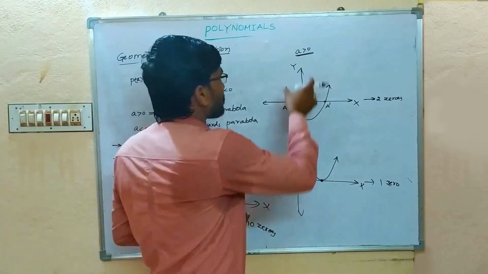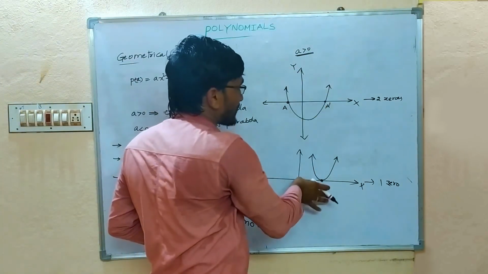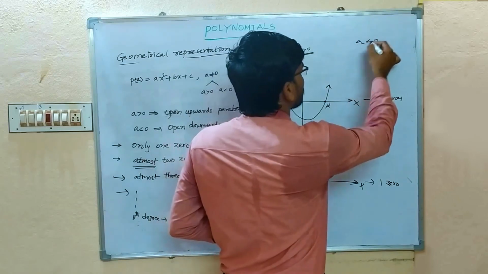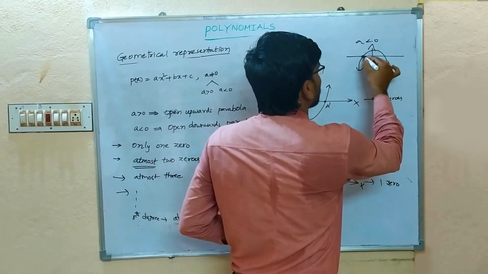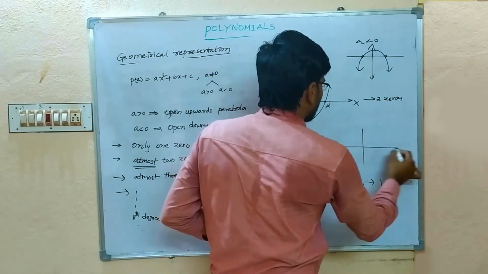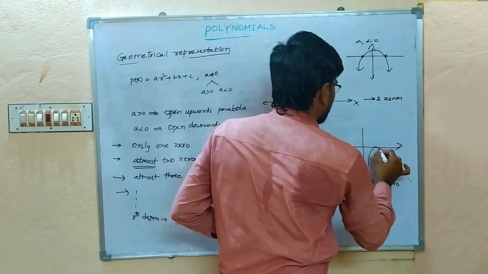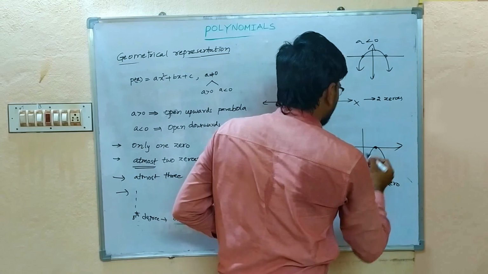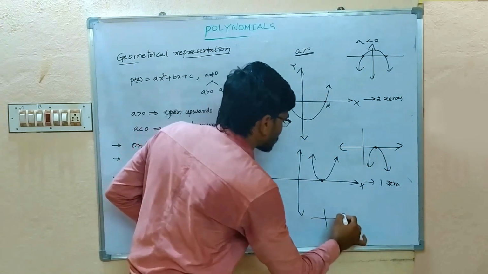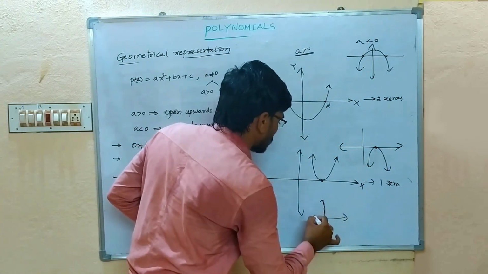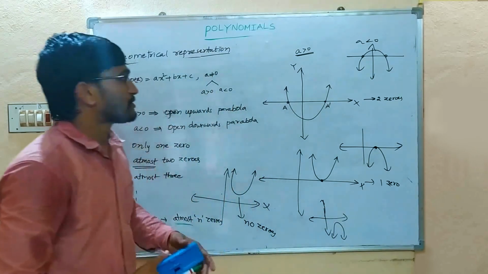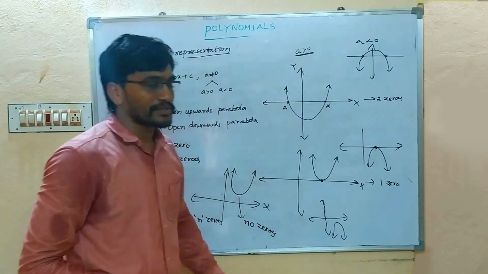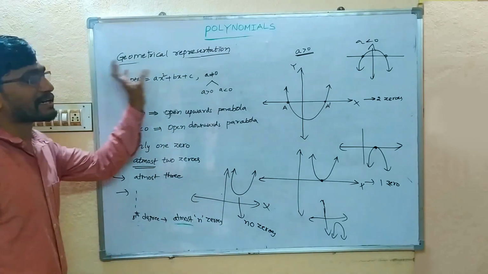A greater than 0 means the shape of the graph is like this. A less than 0 means open downwards like that. This one touches only at one point. And the last one does not intersect the x-axis at any point. So that is about a less than 0. So this is about the intersection of polynomials.